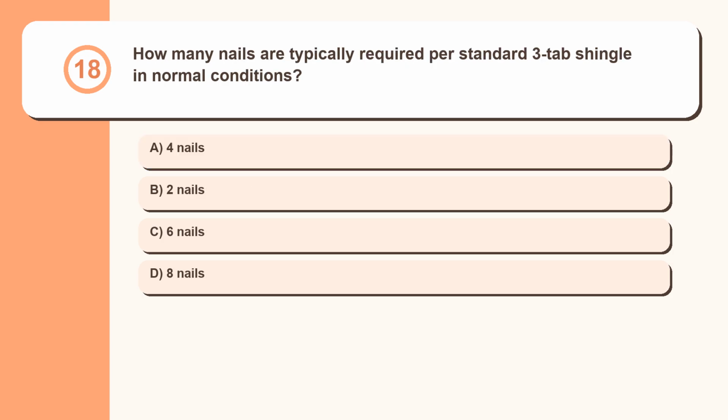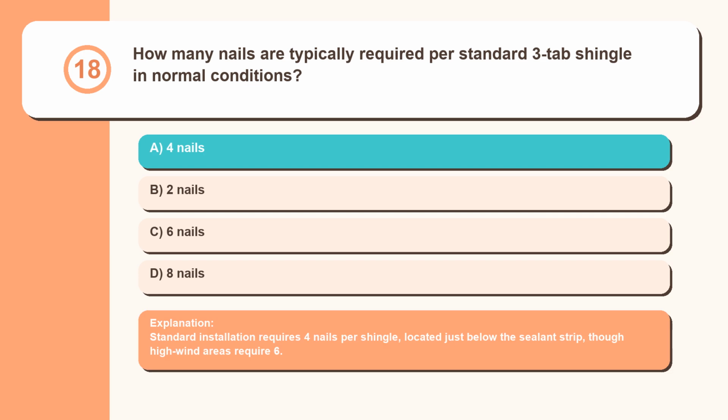Question 18. How many nails are typically required per standard 3-tab shingle in normal conditions? 4 nails, 2 nails, 6 nails, 8 nails. Standard installation requires 4 nails per shingle, located just below the sealant strip, though high wind areas require 6.